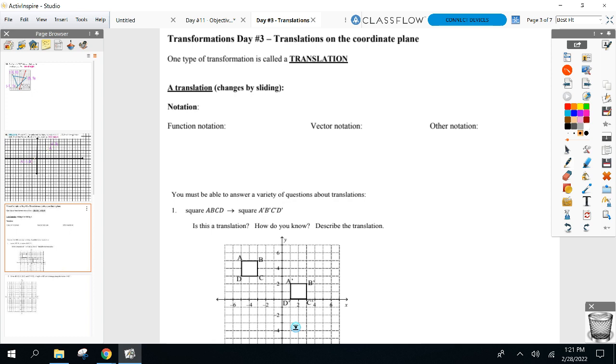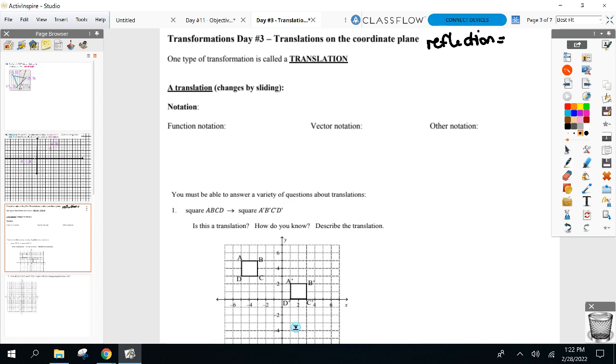All right, so here we go. Translations. We've reflected the last 2 days of class. Now we're going to translate. Sliding. That's what we're doing. Sliding left, right, up, and down. That's what we're going to do. Reminder, quick review. Symbol for reflection, and we don't have to copy this down, because I don't have to write that darn word every time.